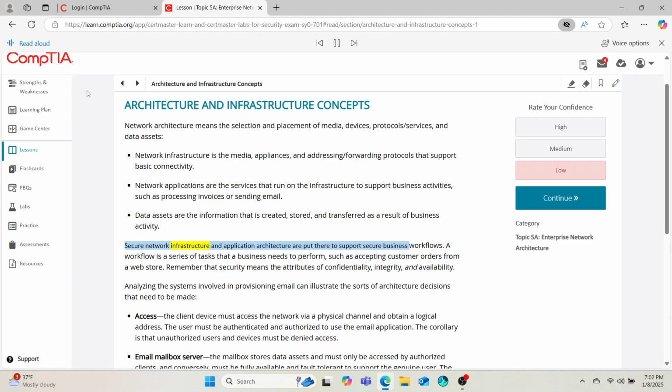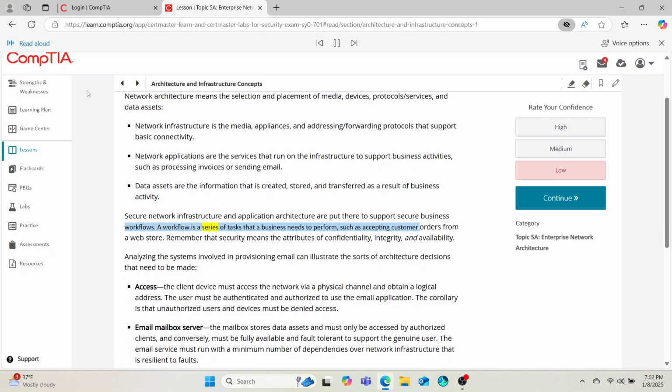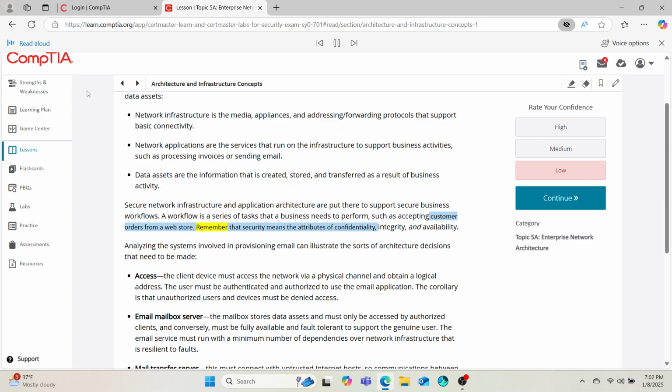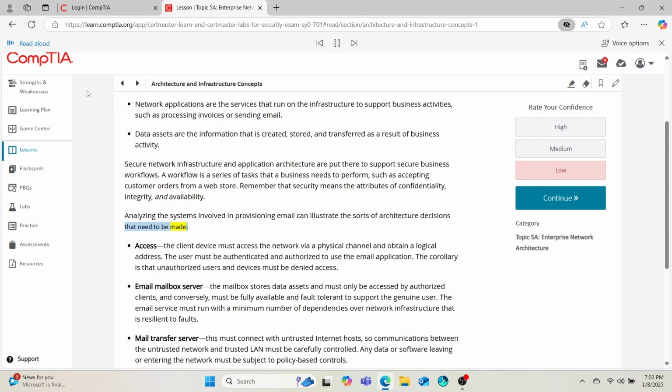Secure network infrastructure and application architecture are put there to support secure business workflows. A workflow is a series of tasks that a business needs to perform, such as accepting customer orders from a web store. Remember that security means the attributes of confidentiality, integrity, and availability. Analyzing the systems involved in provisioning email can illustrate the sorts of architecture decisions that need to be made.